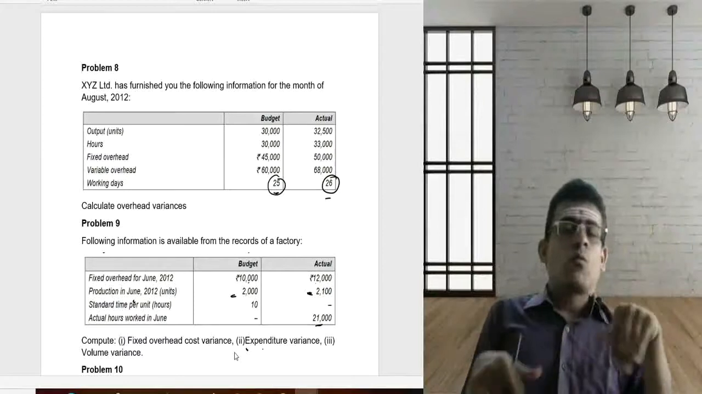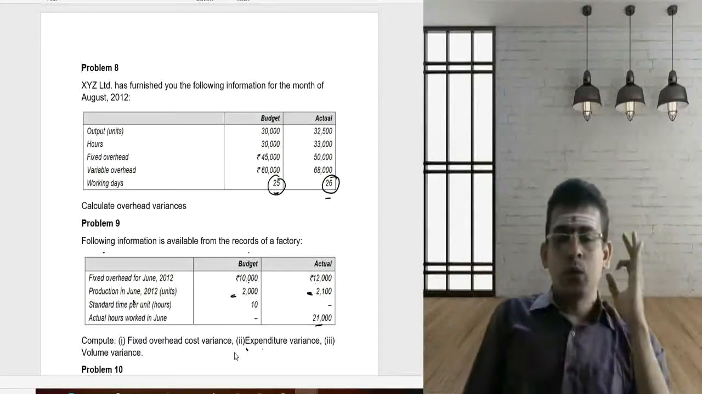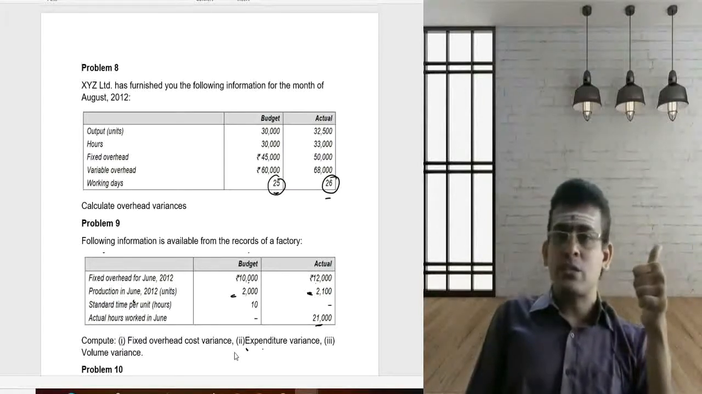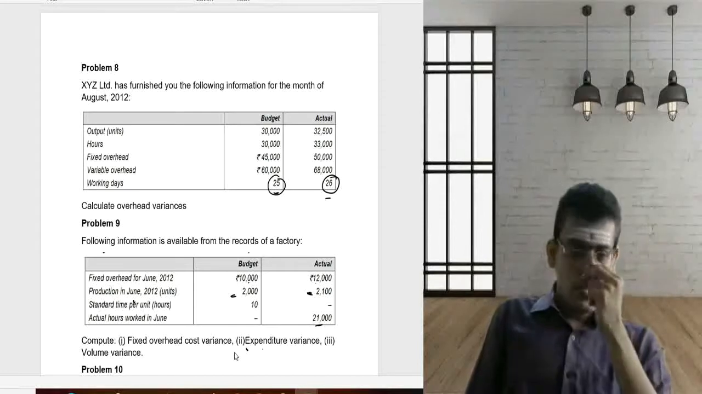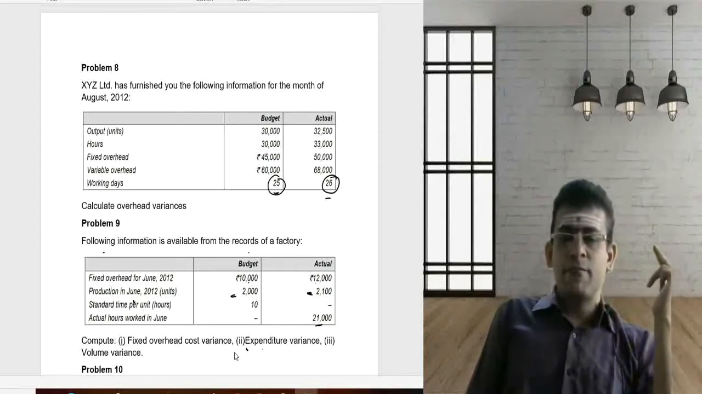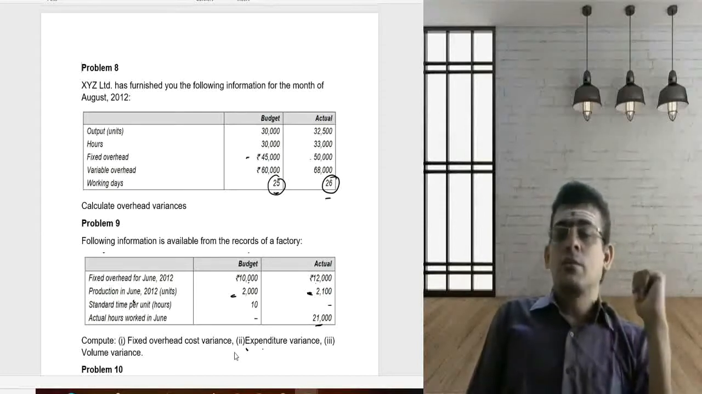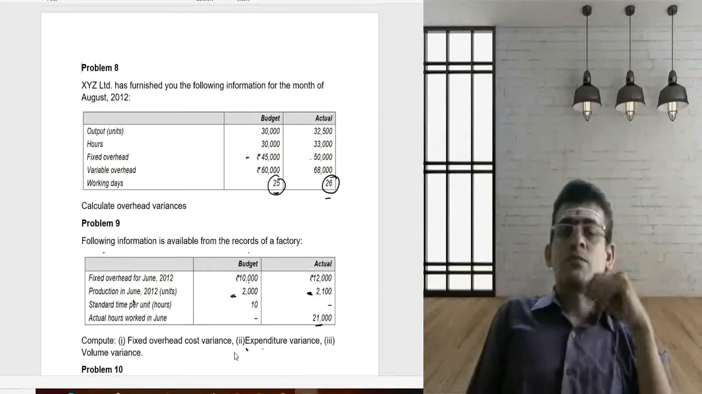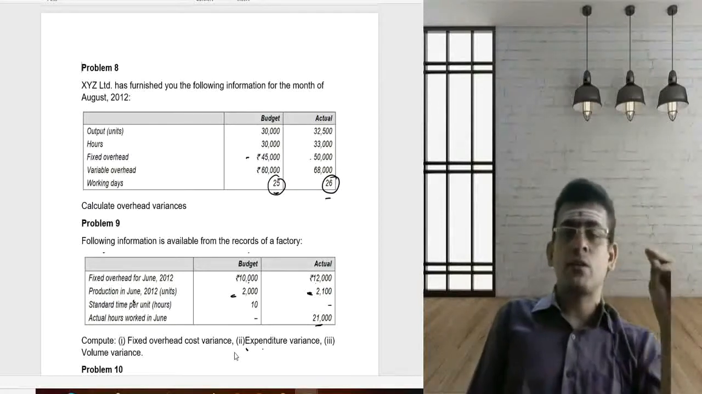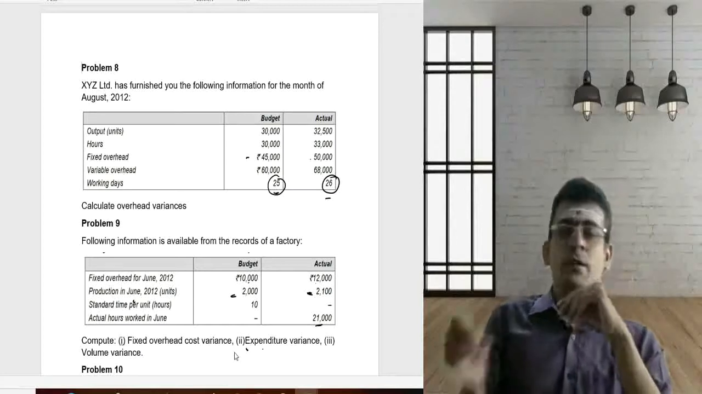But whatever problem it is, by looking at the problem, one variance you can easily answer. What is that? Expenditure variance. How do I calculate my expenditure variance? The difference of my budget and actual. My budget is 45,000, actual is 50,000. 45,000 minus 50,000, 5,000 adverse is going to be my expenditure variance.